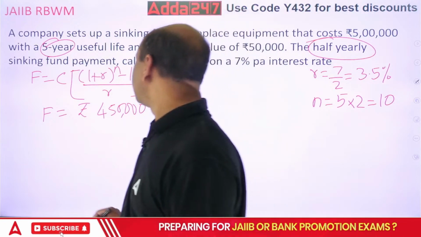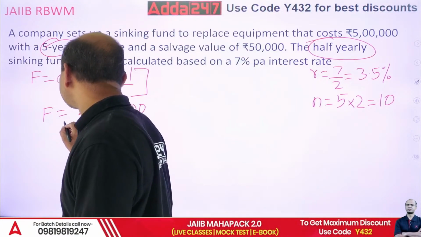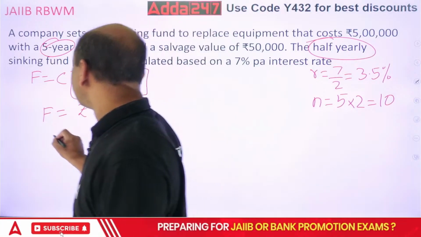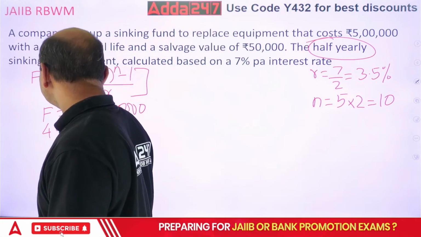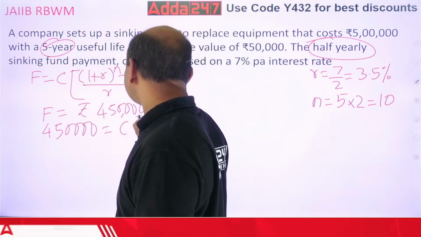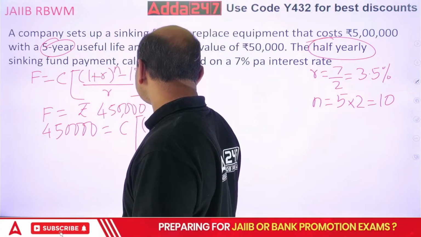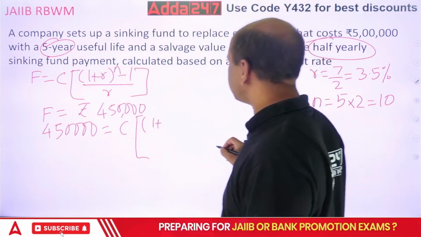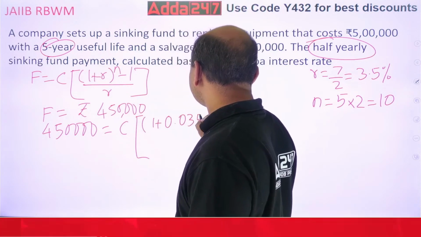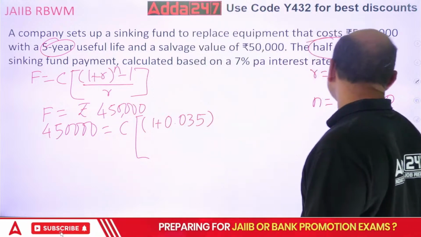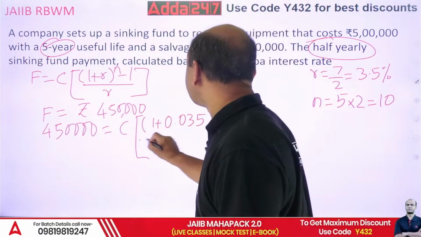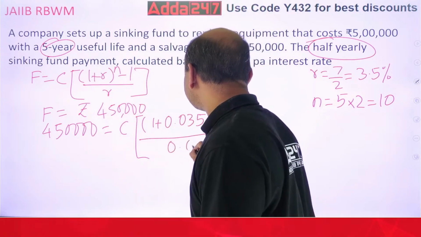So now, 4,50,000 equals C into, solve it, (1 plus R) raised to N minus 1, the whole upon R. What is R now? 3.5%. So I directly write 0.035. N is 10. So it is (1.035) raised to 10, minus 1, the whole upon R. What is R? 0.035.